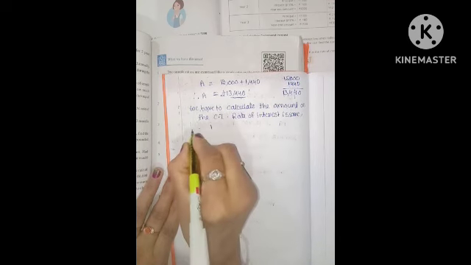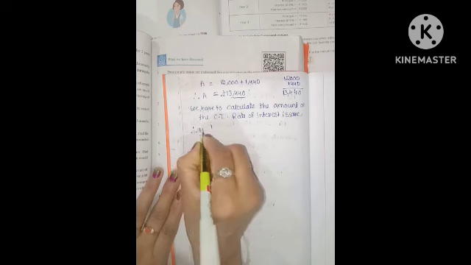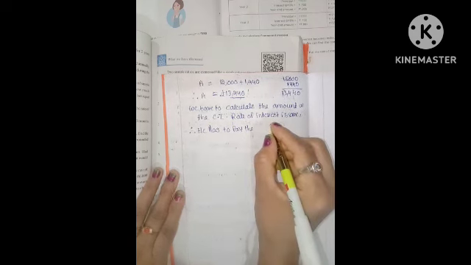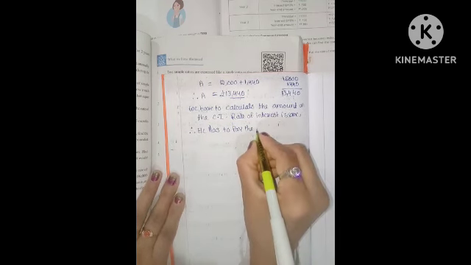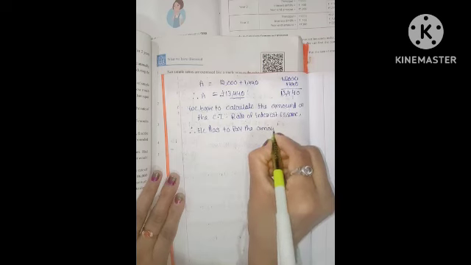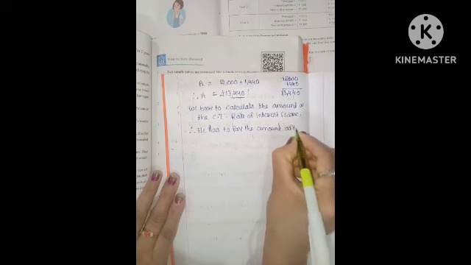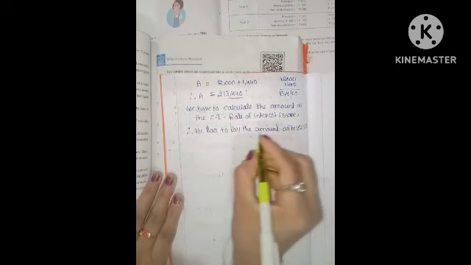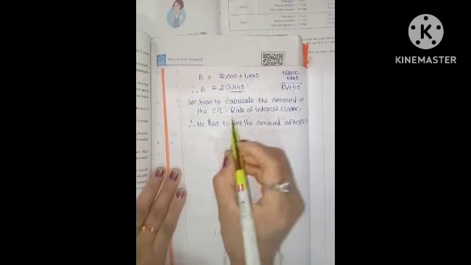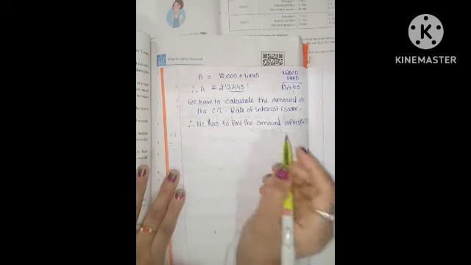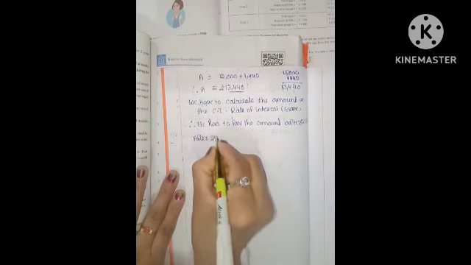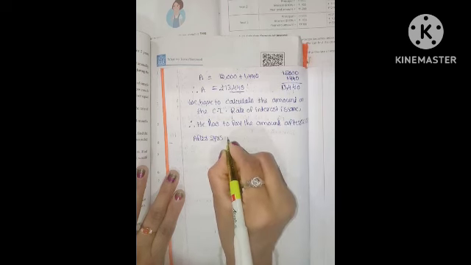Next, after 2 years only. Calculate this one only. So therefore he has to pay the amount after 2 years. After 2 years, we have to calculate the amount on the compound interest. After 2 years, we have to calculate it only. Calculate the amount.